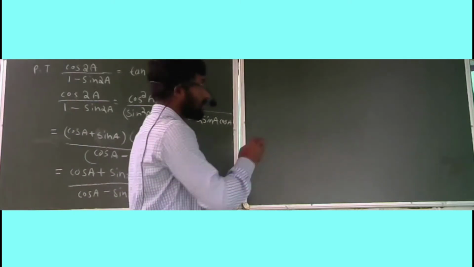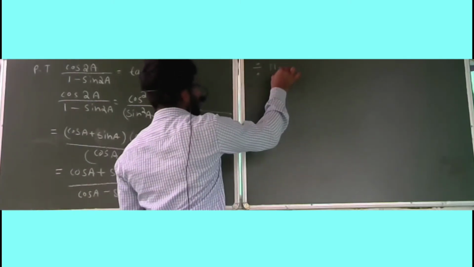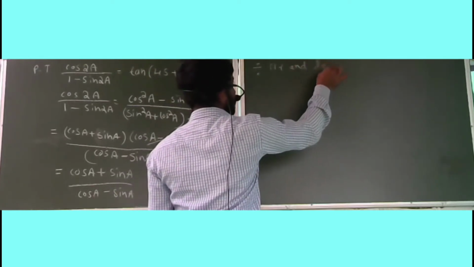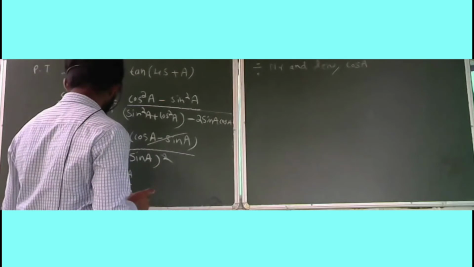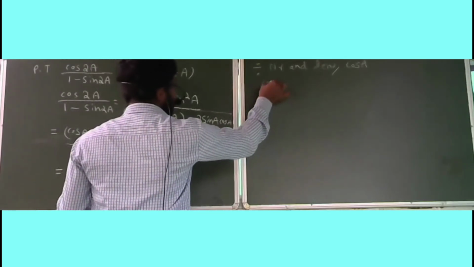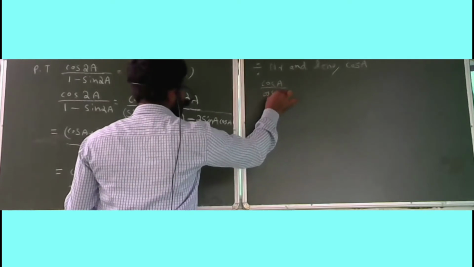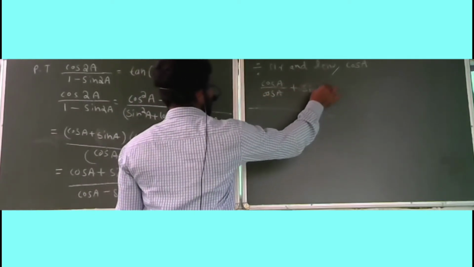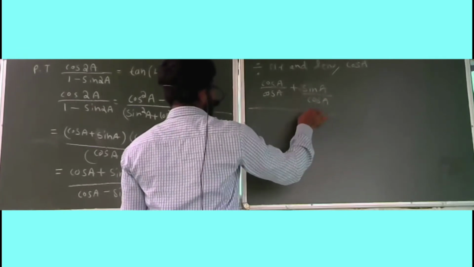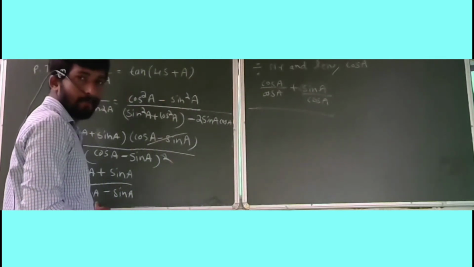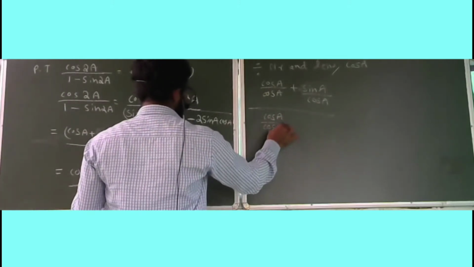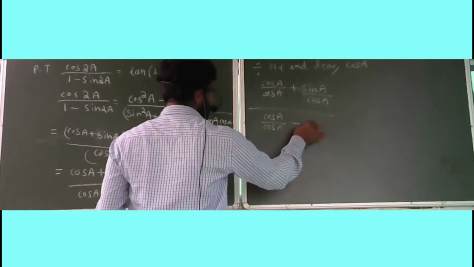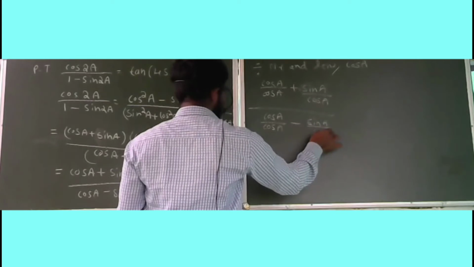Okay. In the next step, divide numerator and denominator by cos a. Dividing both numerator and denominator by cos a. So here see, cos a plus sin a is there. You will get cos a divided by cos a plus sin a divided by cos a whole sum divided by, here see, cos a minus sin a is there. You get cos a divided by cos a minus sin a divided by cos a. Okay.